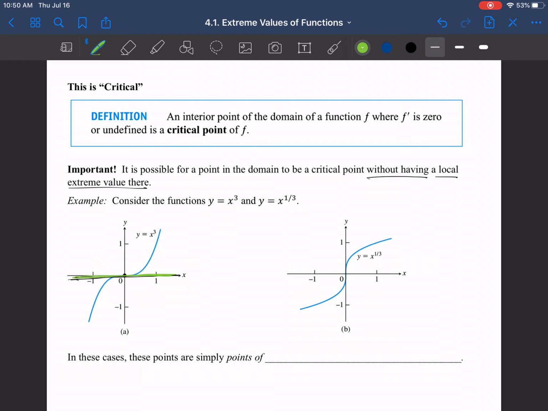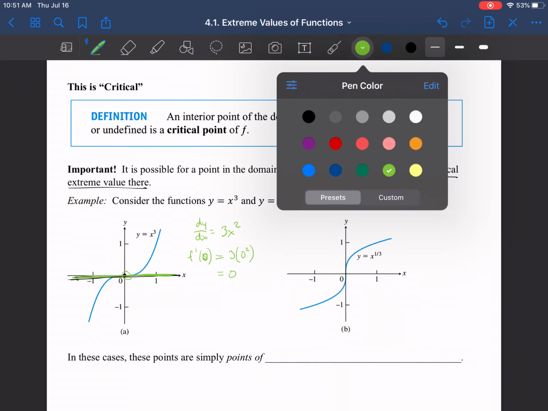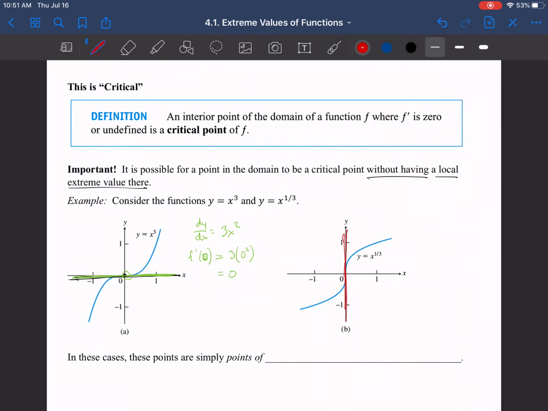And if you did that, you'd see that dy dx equals 3x squared. And if we evaluate f prime of 0, we're going to get 3 times 0 squared, which is just 0. So we have a slope of 0 right there, but it's not an extremum. If we look over at this other one, here we have an infinite slope, and that's not going to give us a maximum or minimum. And what these points are called is inflection points.